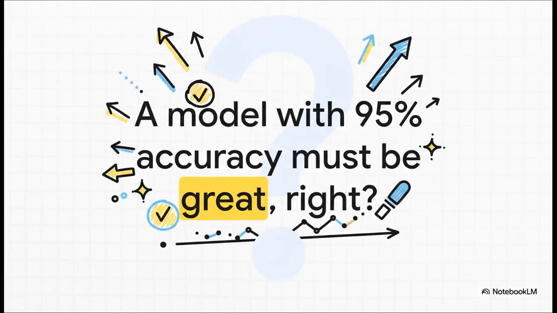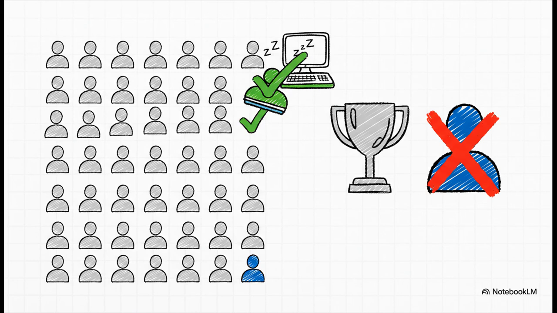So this leads to a really common trap. Let's say you build a model and it's 95% accurate. That's an A+, right? It must be a fantastic model. Well, not always. High accuracy can be super misleading, especially when you're dealing with something rare.